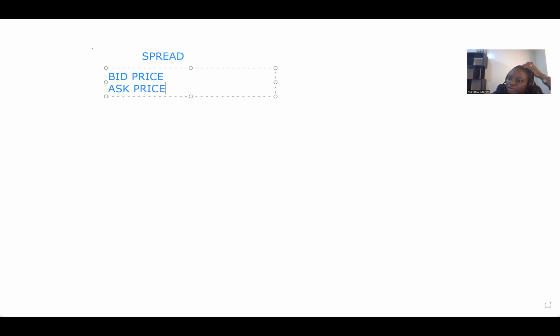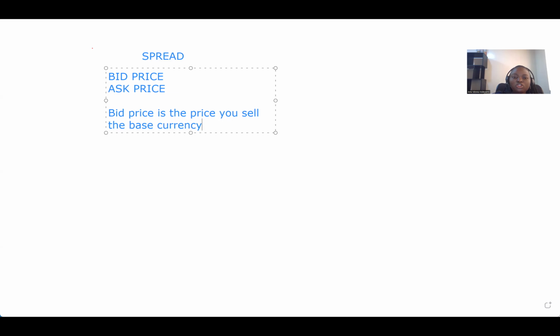Now, remember, we are going to the spread. The bid price is the price you sell the base currency. So what this means is anytime you want to enter for a sell, you'll be using the bid price.